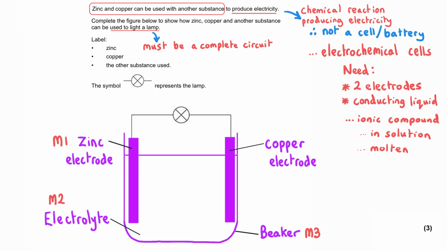And so for our 3 marking points, we need to label the zinc and the copper. We probably don't even need to use the word electrode, but it is a good word to use. And then our solution is the electrolyte, and then the beaker is the container for the 3rd marking point.